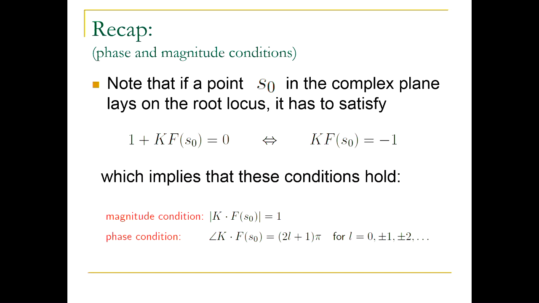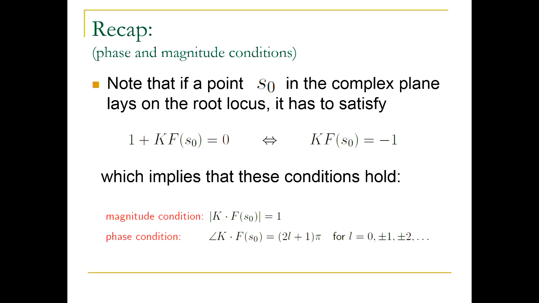So points that are on the root locus satisfy that equation. Points that are not on the root locus do not satisfy this equation, right? Because we know that this holds for all points on the root locus, that's the same as saying that k f(s0) is equal to -1 for every point s0 on the root locus. And from here we can extract, as we showed yesterday, that magnitude and phase conditions hold.